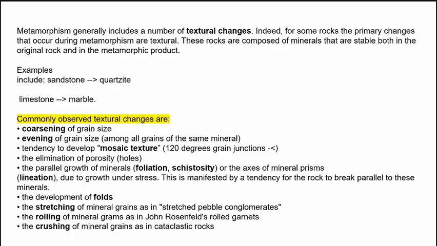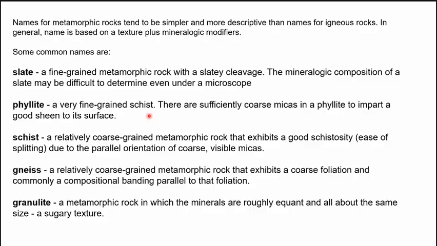So we're going to be looking at an example of the rock I just showed, which is the slate. What happens with the slate is you have a fine-grained metamorphic rock with slaty cleavage. The mineralogical composition of the slate may be difficult to determine under the microscope at this stage. The slate, you cannot say which mineral makes it up at this stage.